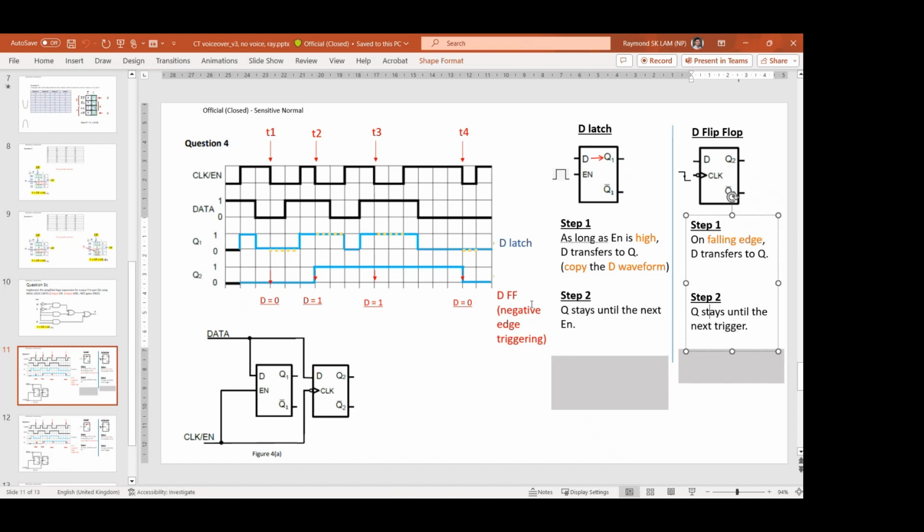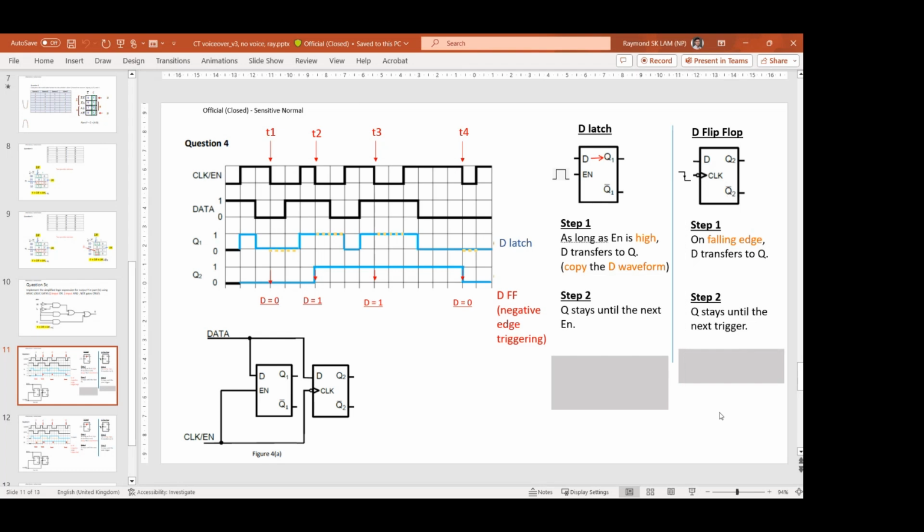Okay, let's look at this Q2. Q2 you understand, right? When on the falling edge, this one will trigger something. On the falling edge, correct? Something will trigger. Okay, what does it trigger? Do you know what does it trigger so that this device does something? Do you know what it does? It stores the memory, right?